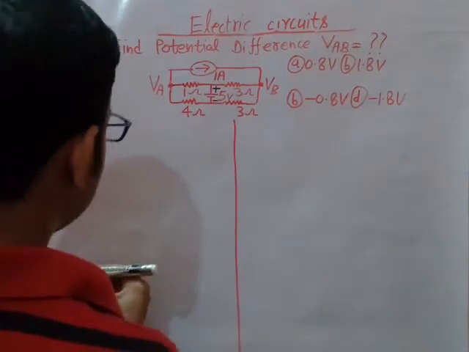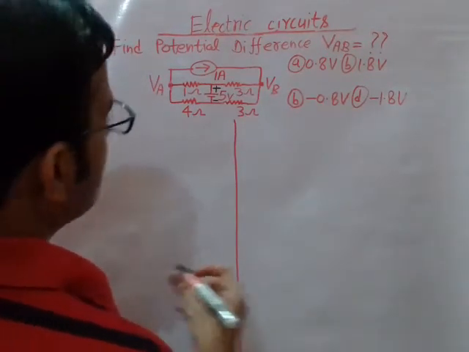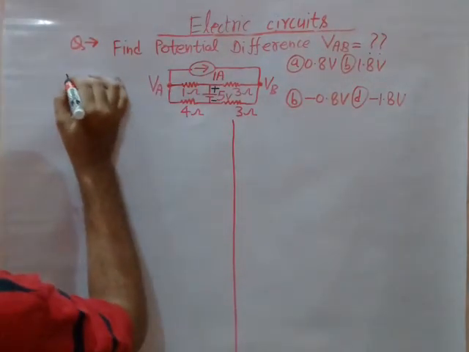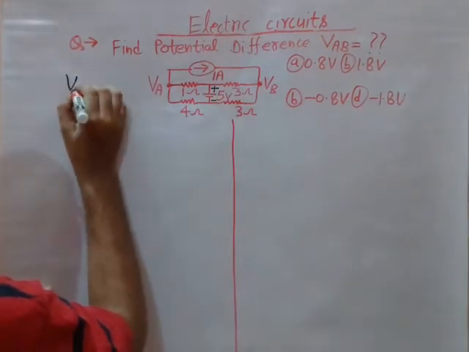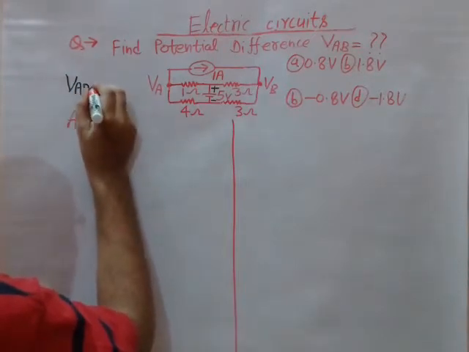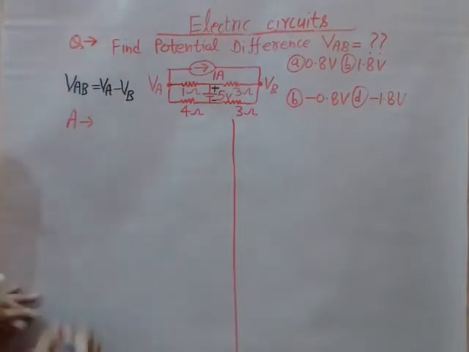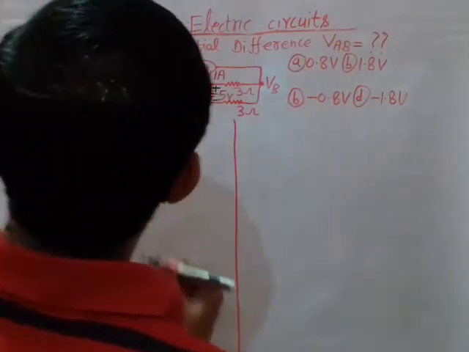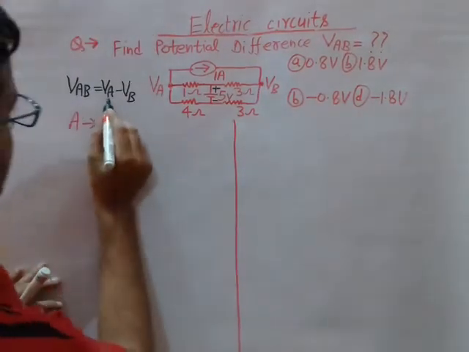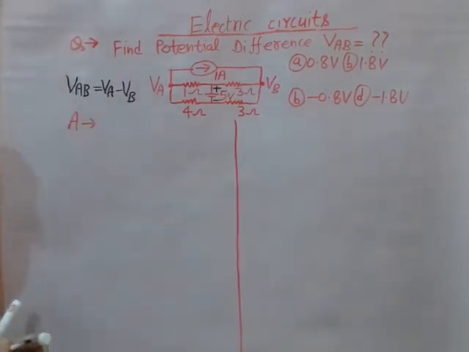So I will write Kirchhoff's current law, KCL, to find out this VAB. VAB is nothing but equal to VA minus VB. So now your job is to find out VA and VB. By any means, if you are able to find out VA and VB, you will find out VAB.